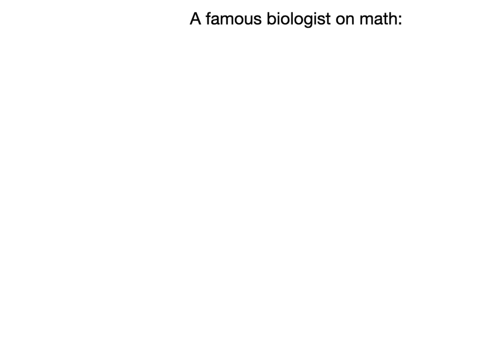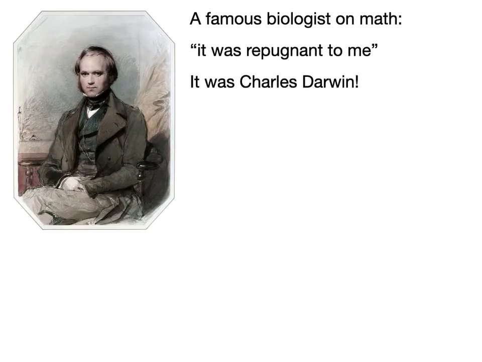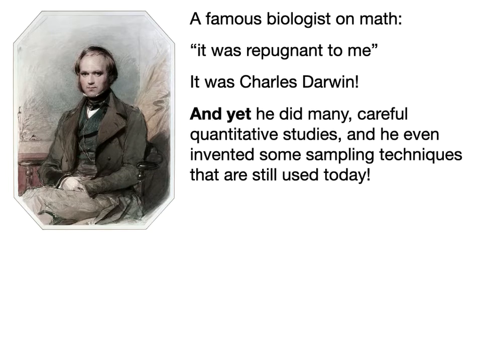And I want to use an example of a very famous biologist who said about math that it was repugnant to them. This person really disliked math, did very poorly in math at school. I'm wondering if you know who that was. It was Charles Darwin. He really did poorly in math, and yet he did many careful quantitative studies. And Darwin even invented some of the sampling techniques that are still used in statistics and in biology today.